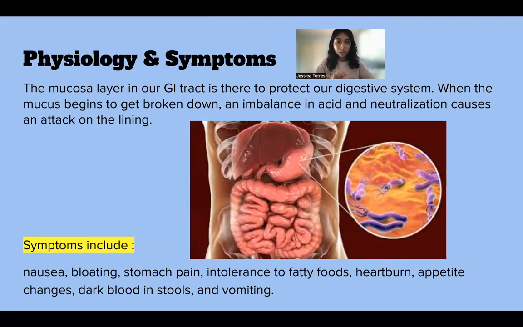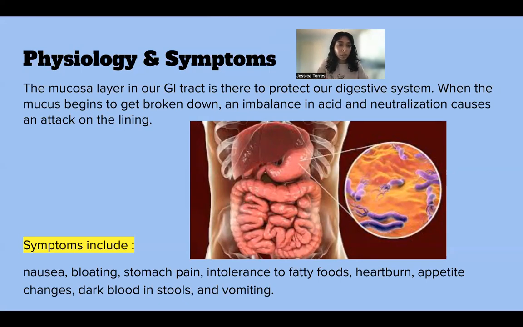The mucosal layer in our GI tract is there to protect our digestive system, and the mucus begins to get broken down. An imbalance in acid neutralization causes an attack on the lining. When there's an excessive amount of acid in your stomach, the lining becomes weak, and this is when the H. pylori bacterium begins to create a sore and eventually becomes an ulcer.